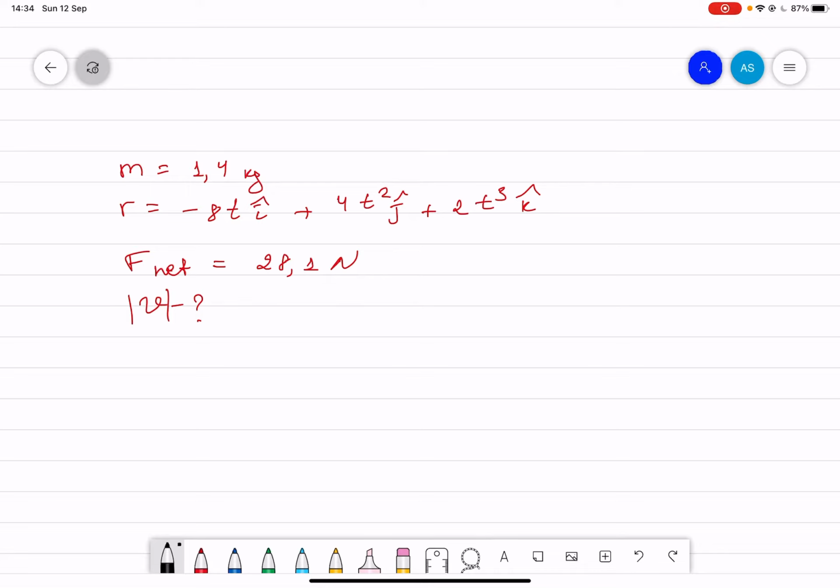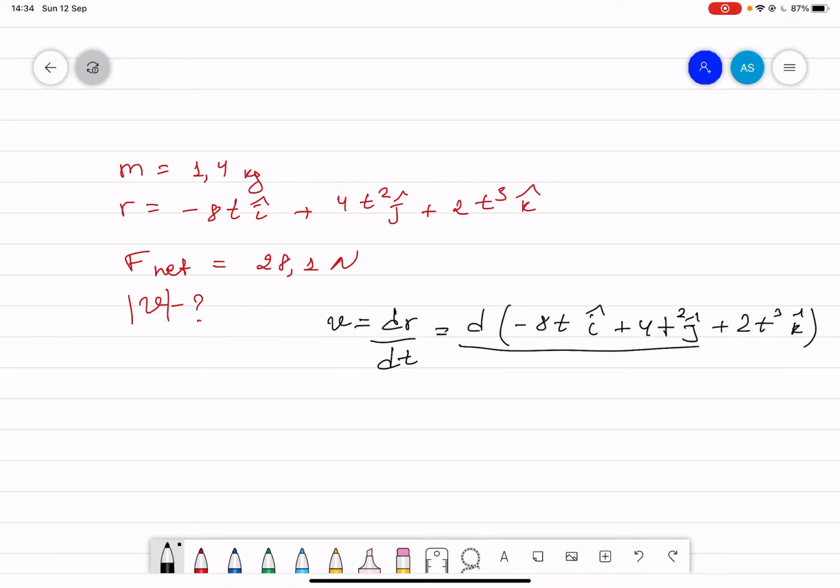First of all, we have to find the velocity, which is dr/dt. r is 5 minus 8t i vector plus 4t squared j vector plus 2t cubed k vector. So you have to take the derivative with respect to time. In that case, you will get minus 8 i vector plus 8t j vector plus 6t squared k vector. Okay, so now we got the v, but as you can see here, we don't know the time, so somehow we have to find the time.